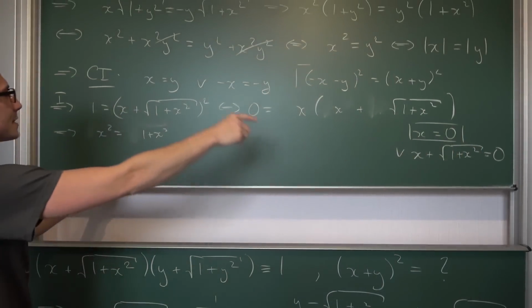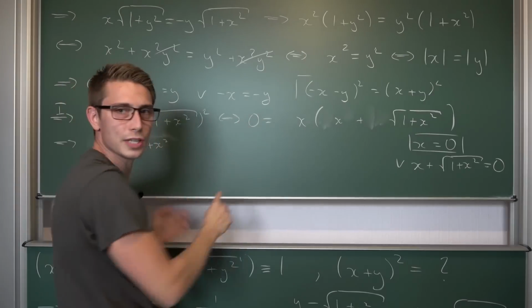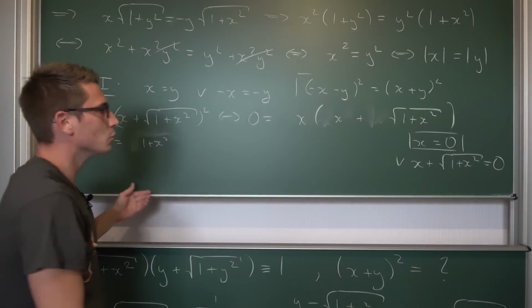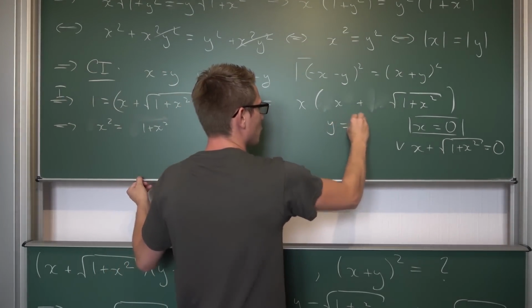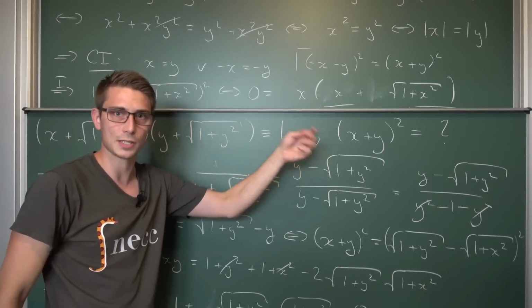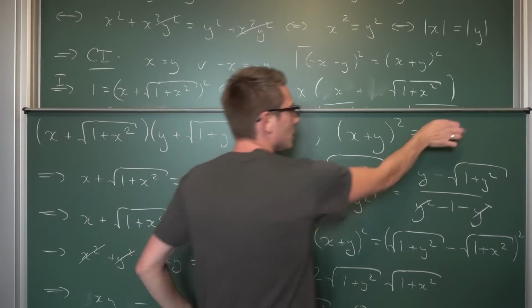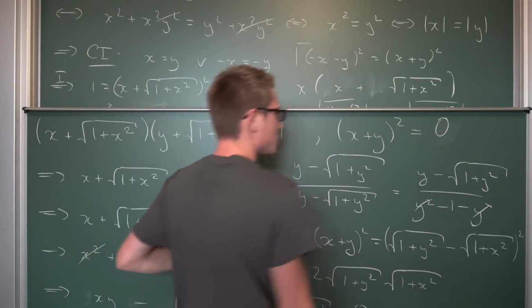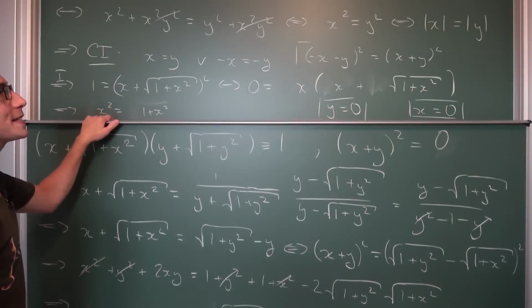Meaning our x is equal to 0. But since x is equal to y, or negative x is equal to negative y, it really doesn't matter, we get that y is equal to 0 too. Meaning overall, (x + y)² is going to be (0 + 0)², which is just 0. So this is for the first case.